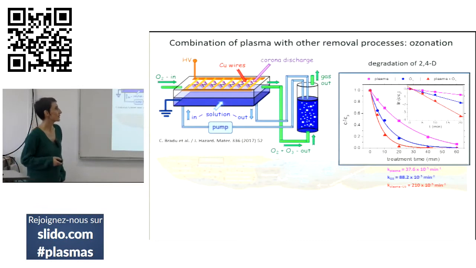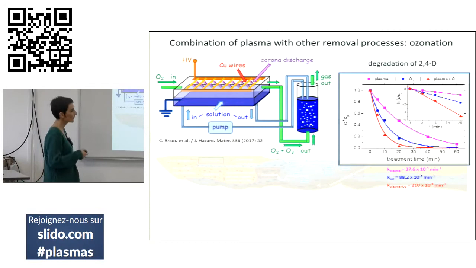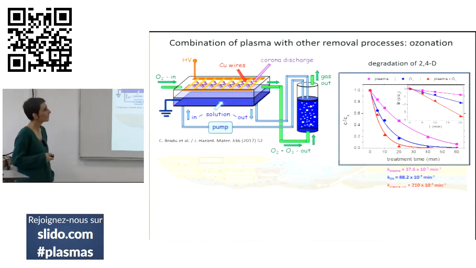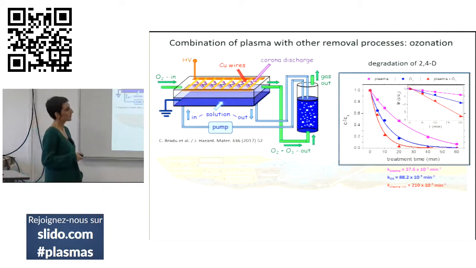So these are some results that we have obtained with our plasma ozonation configuration for the degradation of 2,4-D. And these are the results obtained with plasma alone. The blue one is with ozone treatment alone, and the plasma ozonation clearly gives better results. So the degradation is faster and more efficient.